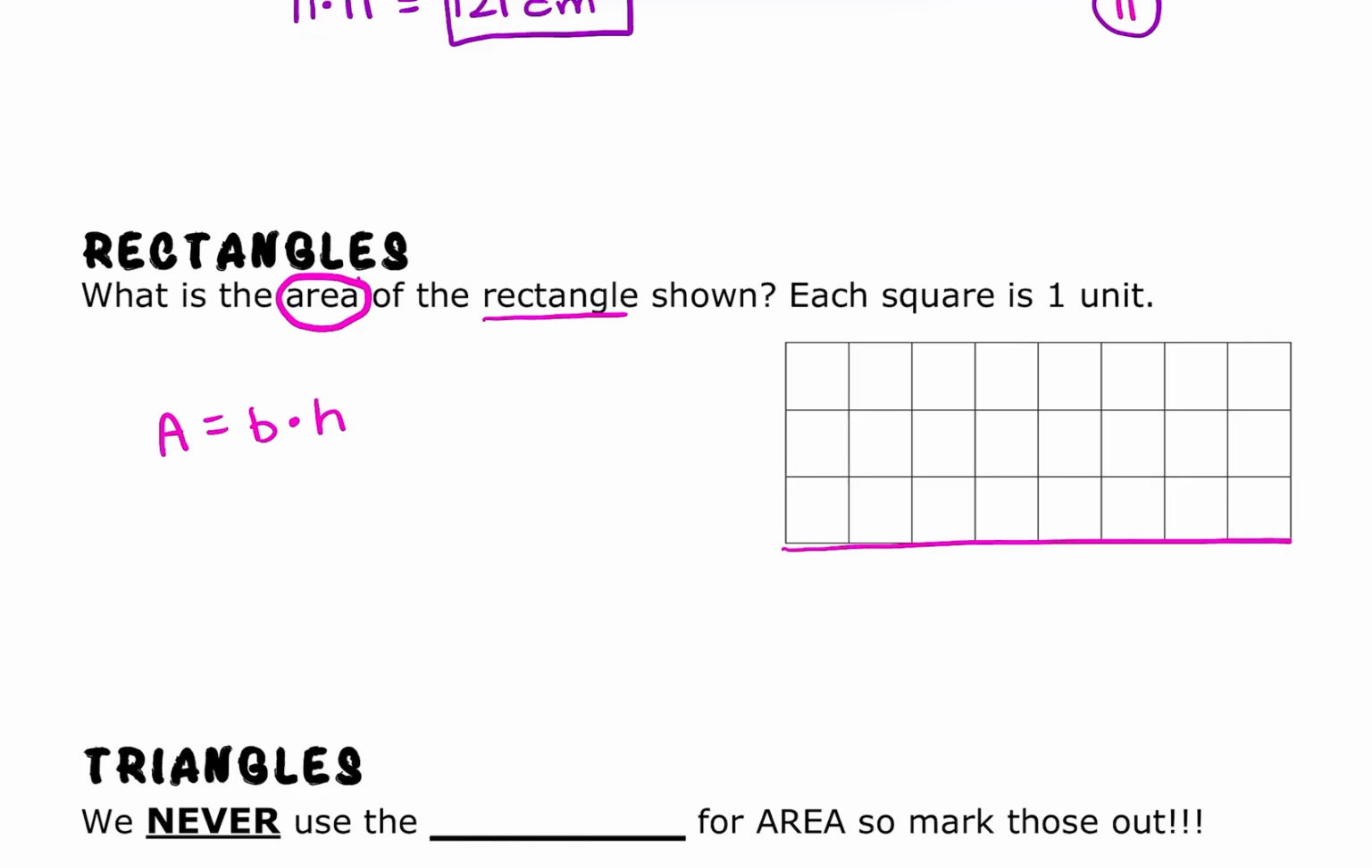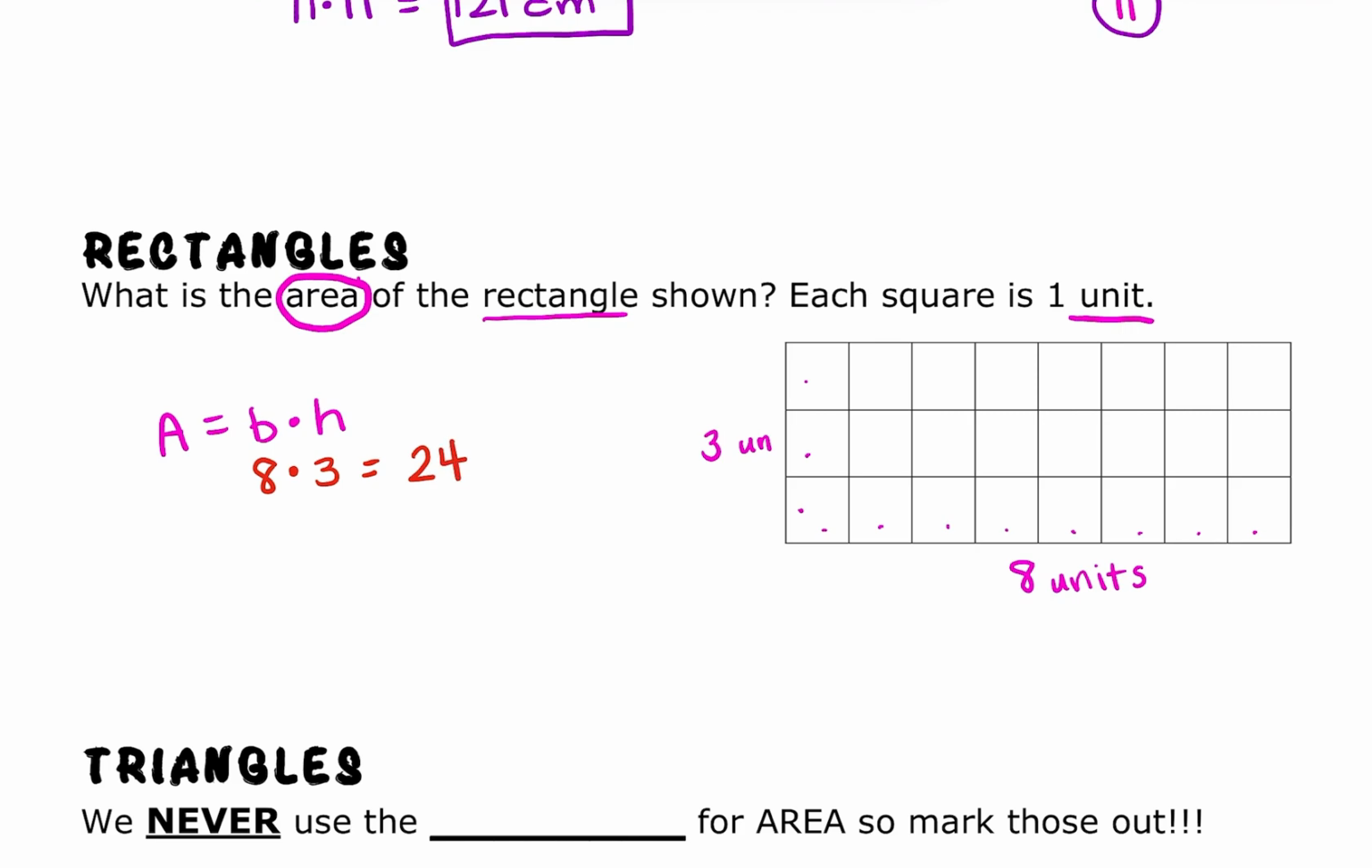So my base would be this down here. Okay, and let's count. 1, 2, 3, 4, 5, 6, 7, 8. And it says those are units. And then I also need a height, which would be this right here. 1, 2, 3. So 3, and then I'm going to abbreviate units there. And then I just plug it into my formula. My base is 8. My height is 3, and my formula says to multiply.